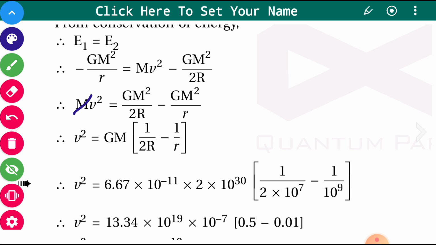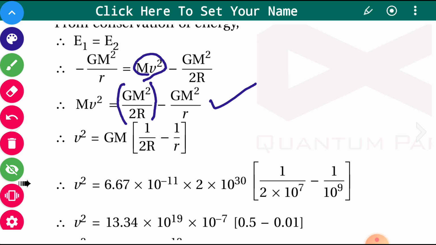This m can be cancelled out. Okay, 1m goes out. This gm square upon 2r is taken on the left hand side, so it has become positive. It becomes gm square upon 2r positive. Then minus gm square upon r is already there.